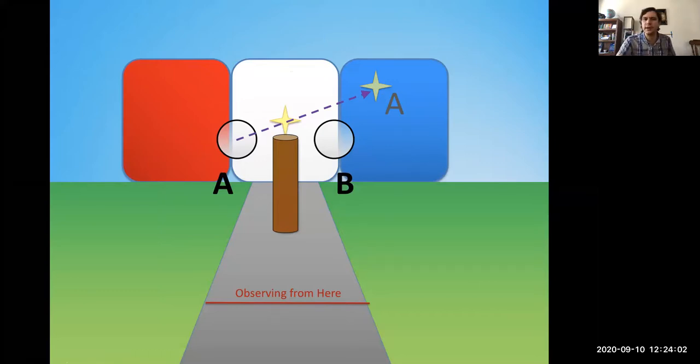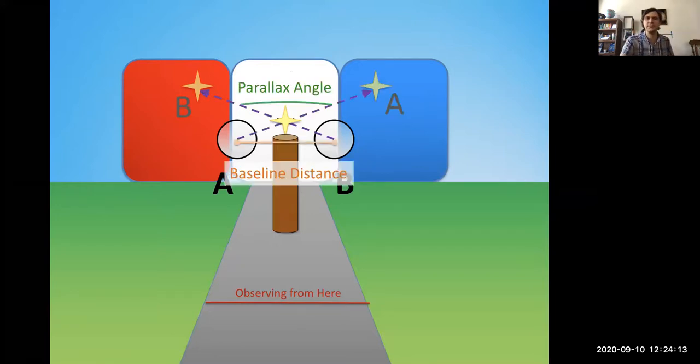But if I looked from B, it would look like it's in the red background. So two different vantage points, viewing from two different locations, and it looks like this star has shifted from A to B as I switch from looking from A to B. Now let's go ahead and put some terminology on this.